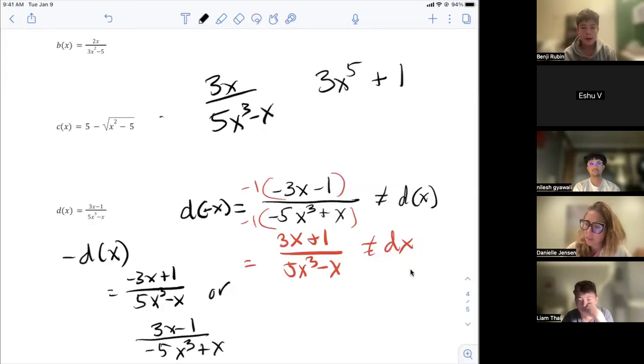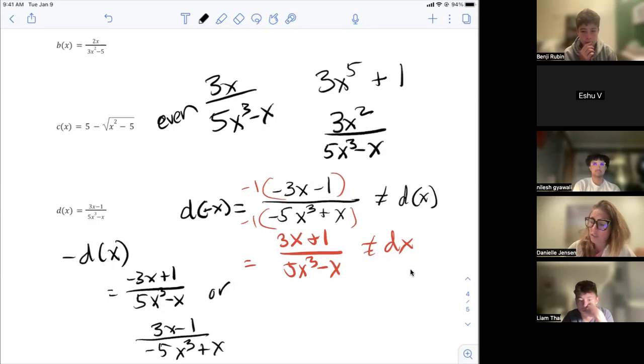So that would be even. Whereas, say I had something like this: 3x squared, 5x cubed minus x. What would that be? So the top's not changing, but the bottom is, so it's odd. Yes, right. Okay, thank you.